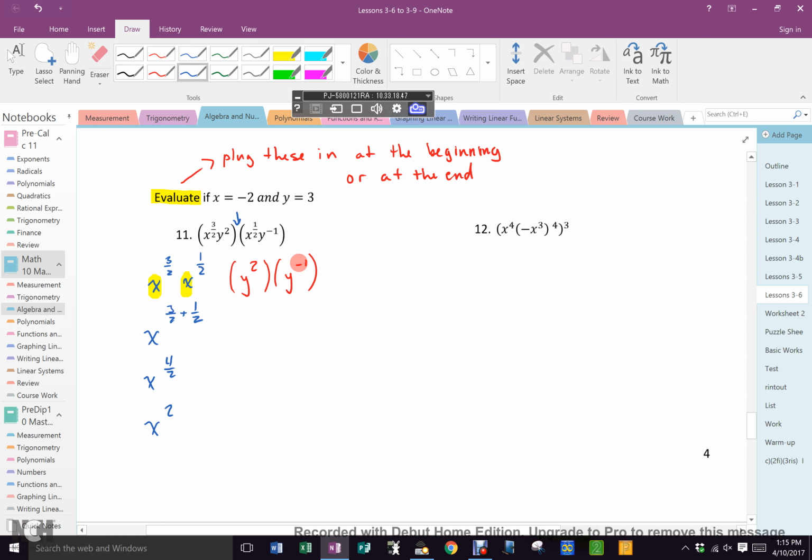What about this side? Are these the same? So I can do what with the exponents? Add them. That is y to the 2 plus -1, which is the same as y to the 2 minus 1, which is the same as y to the 1. Do we ever write 1 as an exponent? No. So what we are really simplifying is that, which is x squared times y.